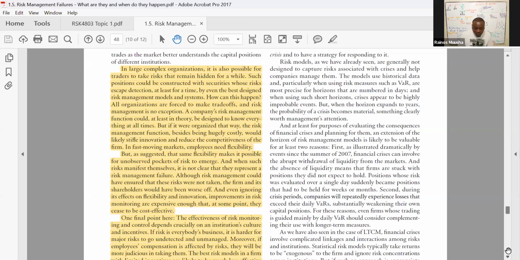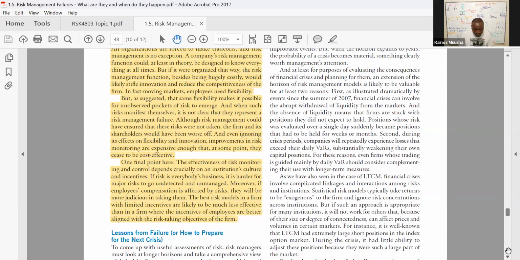So how can this happen? All organizations are forced to make trade-offs, and risk management is no exception. A company's risk management function could, at least in theory, be designed to know everything at all times. But if it were organized that way, the risk management function, besides being hugely costly, would likely stifle innovation and reduce the competitiveness of the firm. So in fast-moving markets, employees need flexibility. But it is suggested that the same flexibility makes it possible for unobserved pockets of risk to emerge.